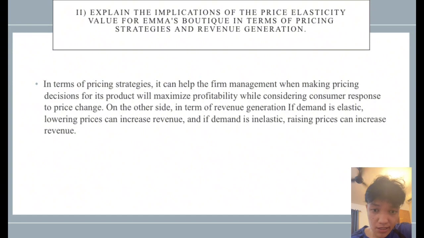On the other side, in terms of revenue generation, if demand is elastic, lowering prices can increase revenue, and if demand is inelastic, raising price can increase revenue. That's it for question number one.